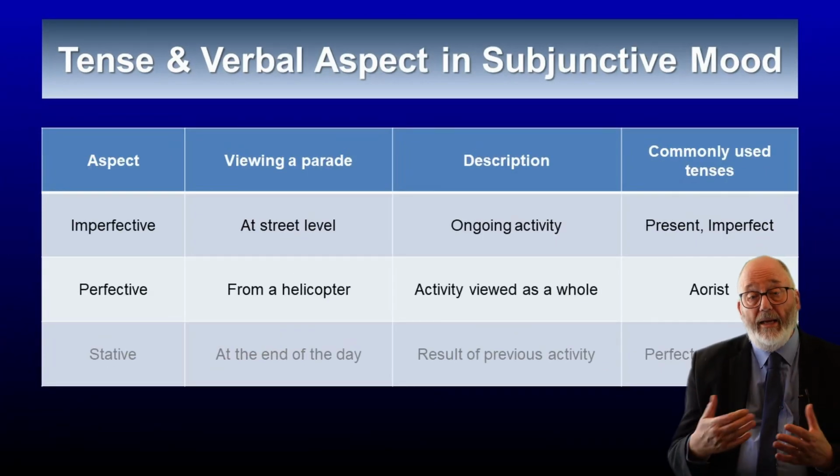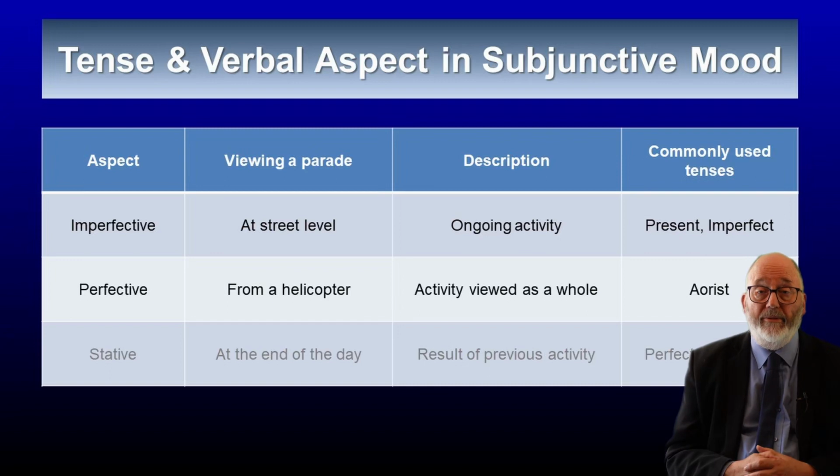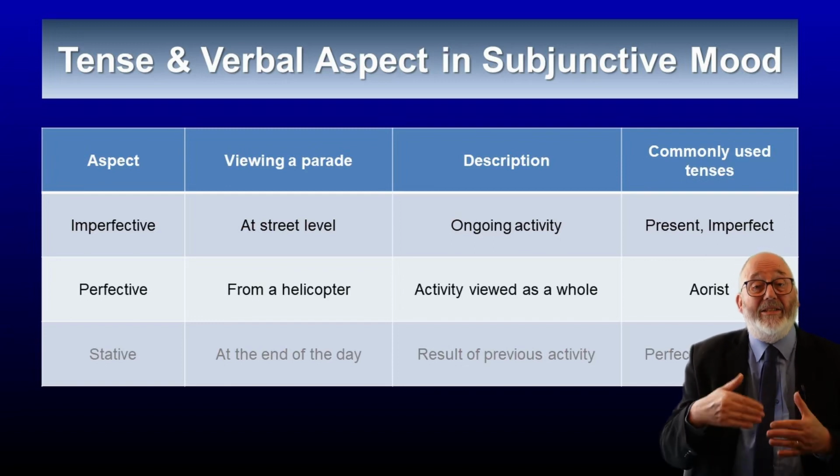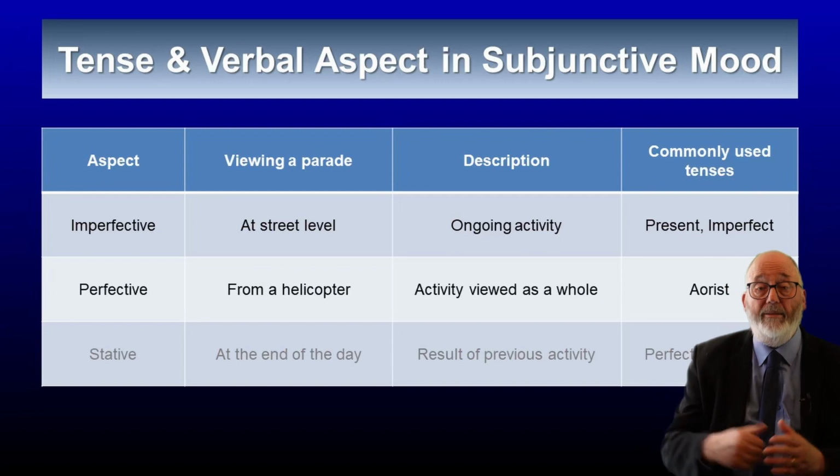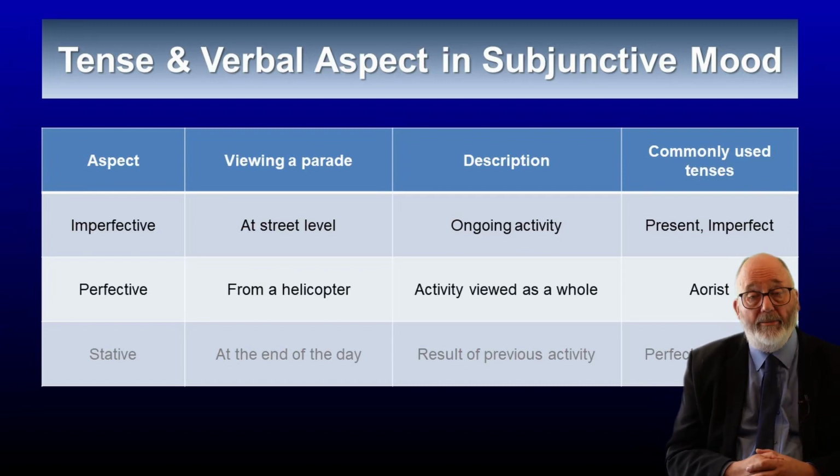And the difference in aspect results in different types of action. A present subjunctive or a present infinitive is often continuous action or iterative action, action that keeps taking place over time. While an aorist subjunctive looks at the action as a whole. Therefore, it can be punctiliar.